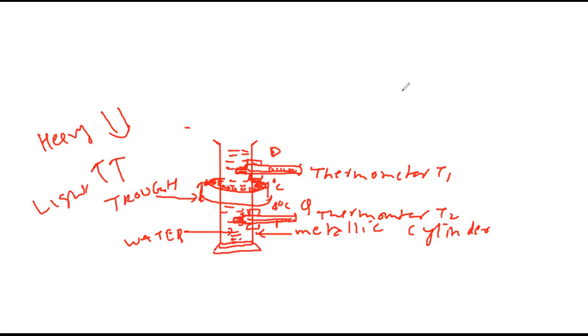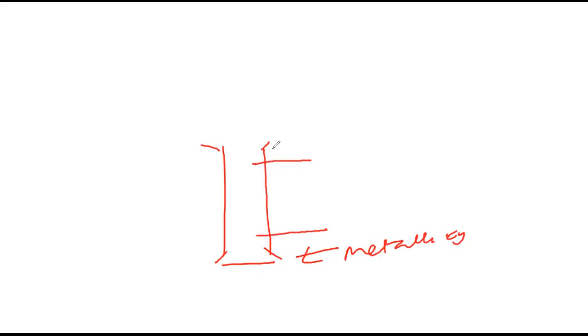So first, how is Hope's apparatus constructed? It consists of a metallic cylinder. I hope this much you all can understand. At the top and bottom, at points P and Q, two thermometers are inserted. One is T1, the other is T2. This also followed.